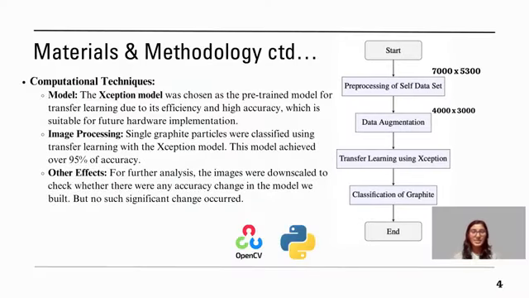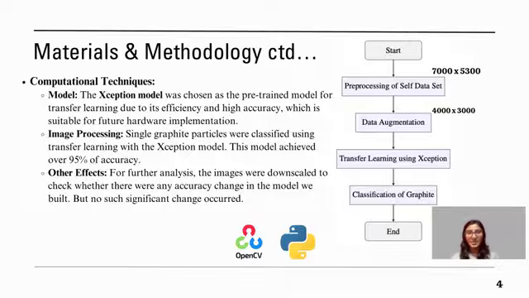Moving forward with the detailed methodology, as the flowchart shows, the process was straightforward. We cropped the images from 7900 by 5300 to 4000 by 300, and then we applied the augmentation. After that, we used the transfer learning technique and used the Xception model as the pre-trained model for our purposes. And then we classified the graphite into 92 and 97 based on their purity.